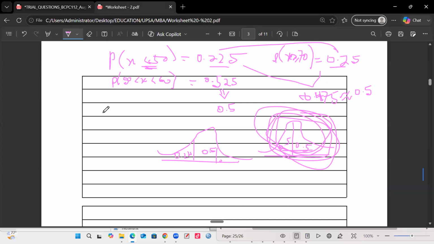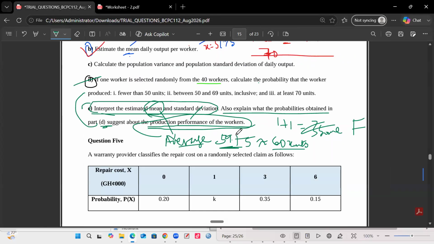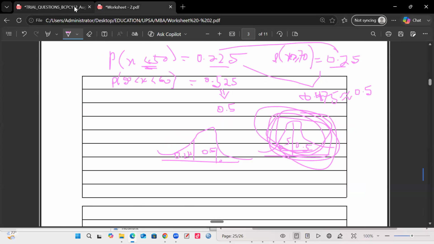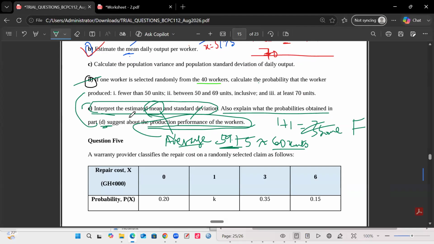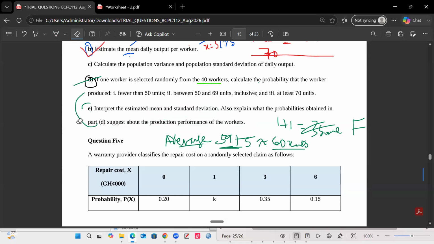Question is this. It says that we should give the interpretation to the mean and standard deviation, which we have done. Now we should explain the probabilities, what they mean. So we will say that the probabilities obtained in D suggest an approximate normal distribution of this. I'm just picking the same words and fixing in the values. Also explain what the probabilities obtained in D suggest about the production performance of the workers. And I'm saying that you write the probabilities obtained in D suggest an approximate normal distribution of the production performance of the workers.